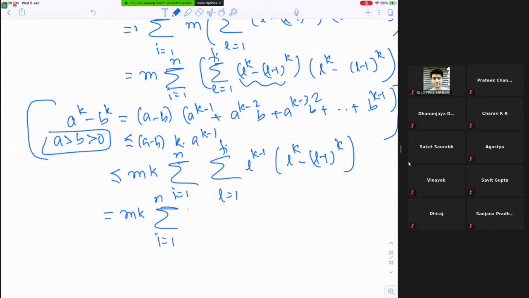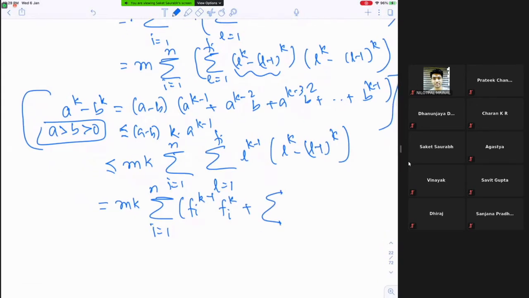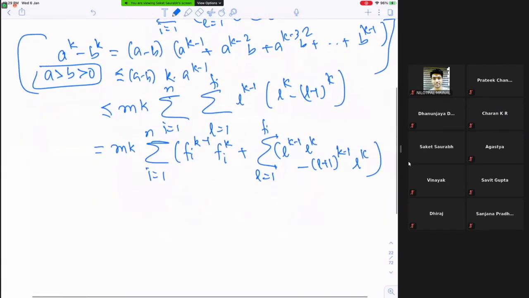I'm going to write down this as f_i^{k-1} f_i^k plus the summation going from L equal to 1 to f_i of L^{k-1} L^k, I will tell you how we reach this, minus (L+1)^{k-1} L^k. Okay? So how did we achieve this? Let me write down one term for you from here.